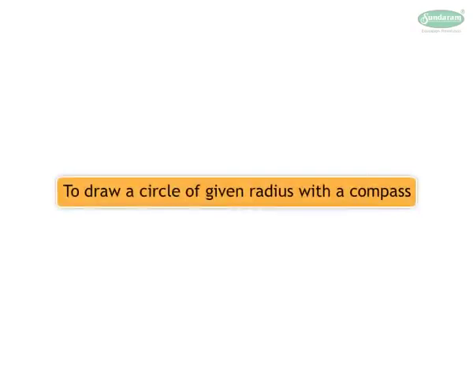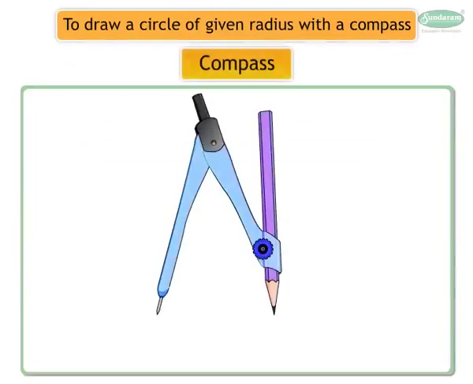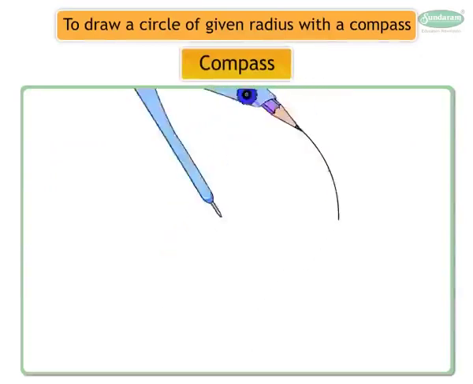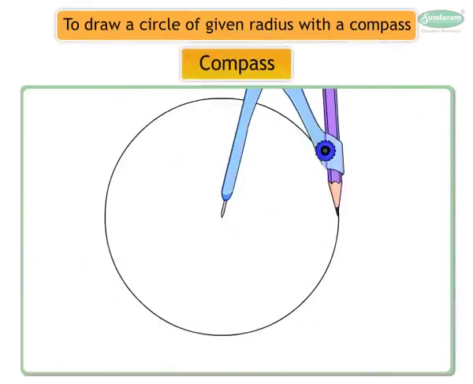Let's see how to draw a circle of given radius with a compass. A compass can be seen in your compass box. A compass is used to draw a circle. It has one pointed end like the divider and a pencil holder attached to the other arm. A pencil is fitted to the pencil holder.